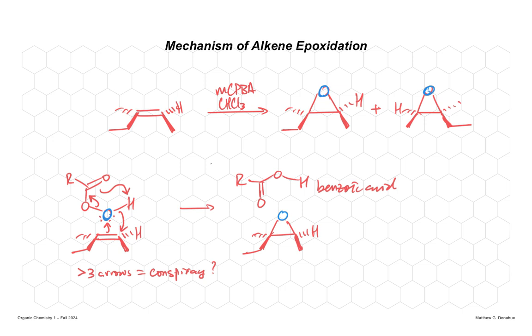So that can happen from the other face as well. That's how you get the other product, the enantiomer. And the reactions are pretty easy to run at room temperature. When it's done, you cool it to 0 degrees.